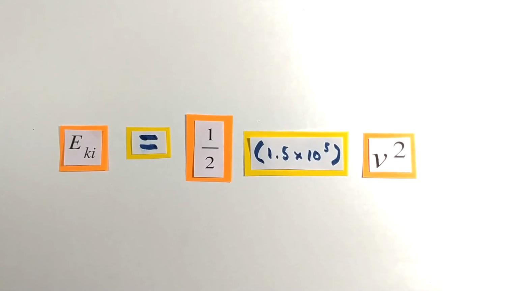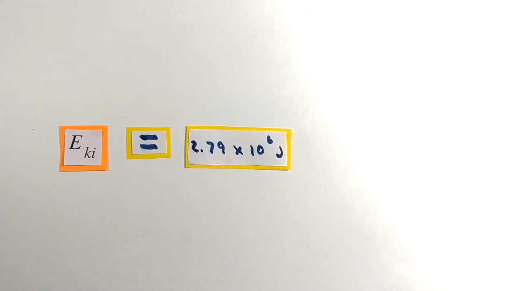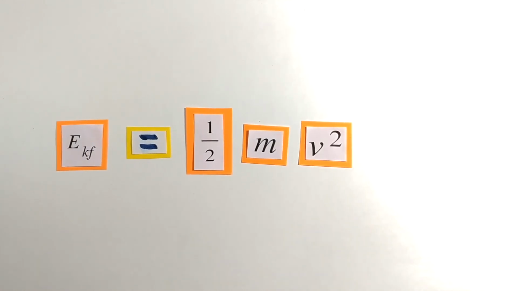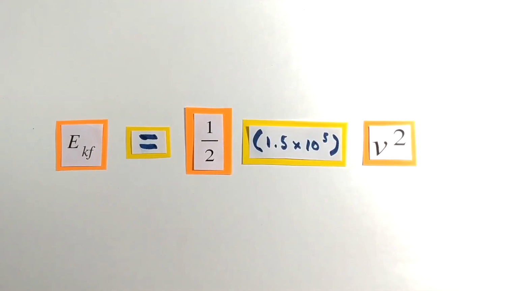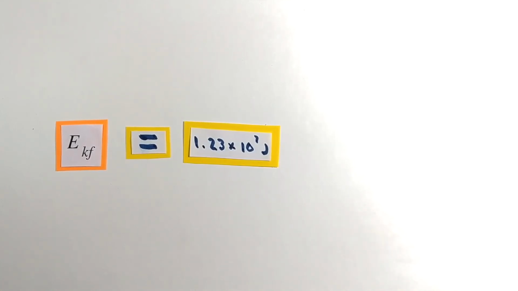Let's start by plugging in our mass. Then we can plug in our initial velocity. Finally, we can solve for our initial kinetic energy, which is 2.79 times 10 to the 6 joules. Next, let's solve for final kinetic energy. We have the same mass value, but this time we'll plug in our final velocity. The final kinetic energy is 1.23 times 10 to the 7 joules.